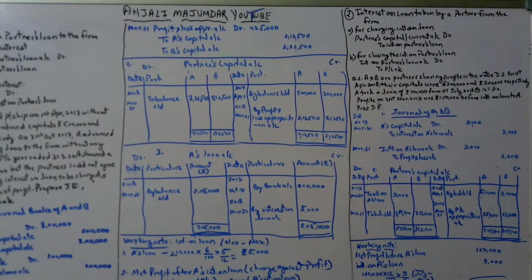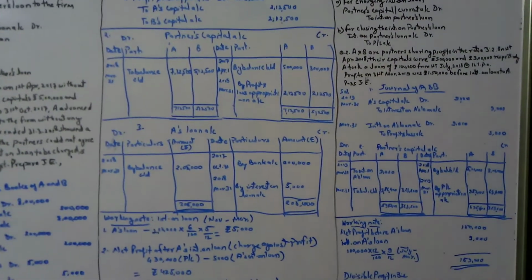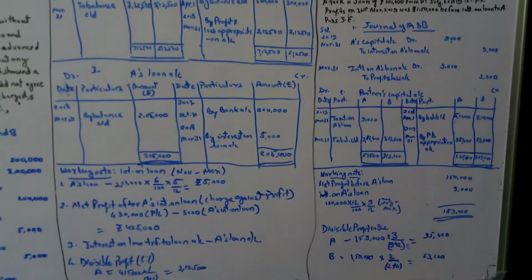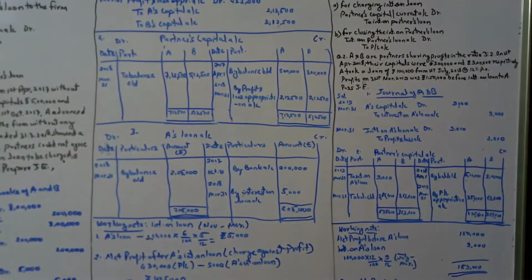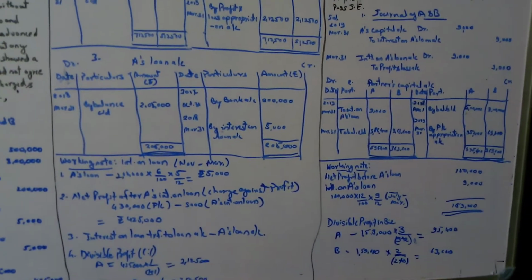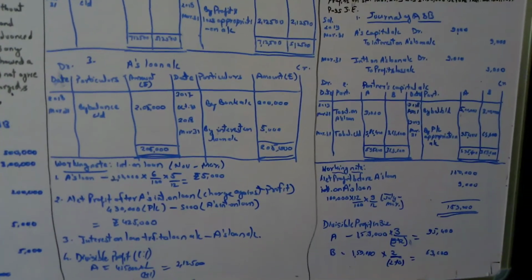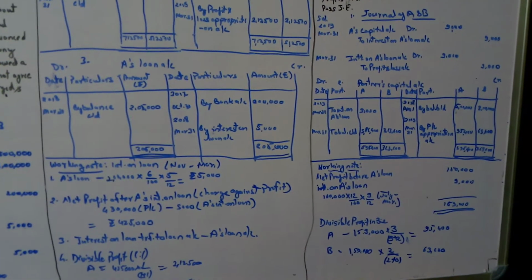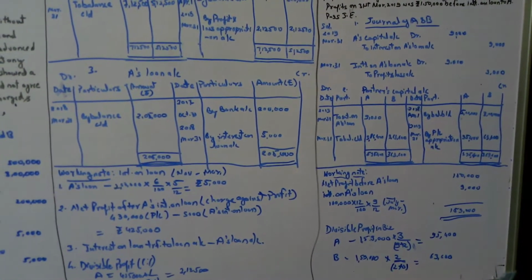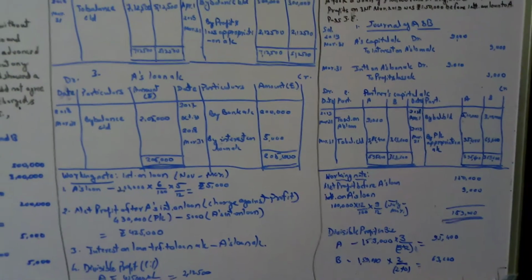the interest on loan is a gain, a profit for the firm. Therefore this interest on loan is added to the profit. So our total divisible profit is 1,59,000. In the question, the ratio is mentioned 3:2. So divisible profit of 1,59,000 into 3 upon 3 plus 2, and for B 1,59,000 into 2 upon 2 plus 3. A's divisible profit is 95,400 and B's divisible profit is 63,600.